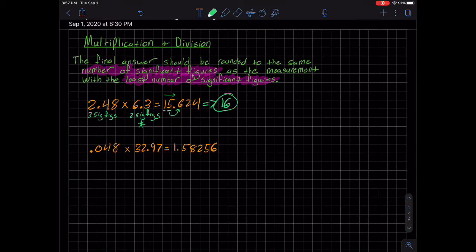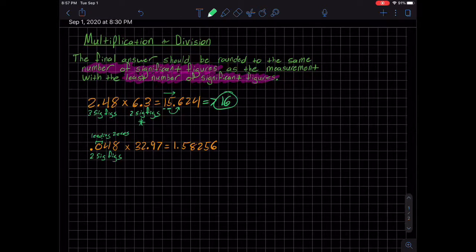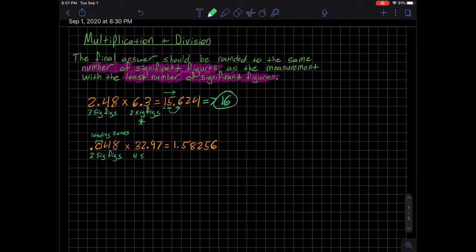When we look at 0.048, the number on the left here, we find that this only has 2 sig figs. This 0 here is one of your leading zeros, and leading zeros are not significant, so it only has 2 sig figs. Here at 32.97, we have 4 sig figs. Sig figs, not fig sigs. Sig figs.